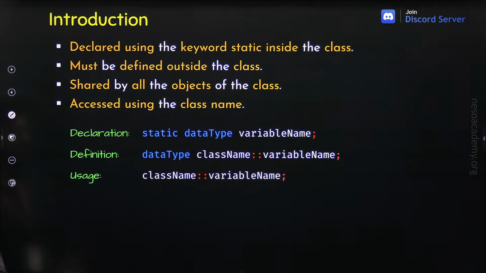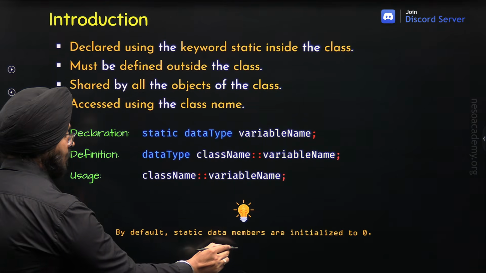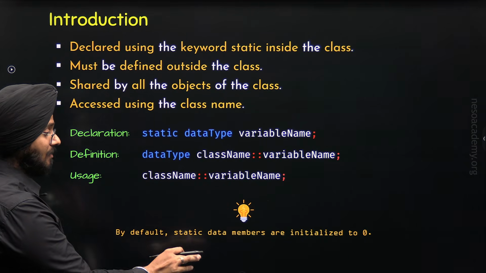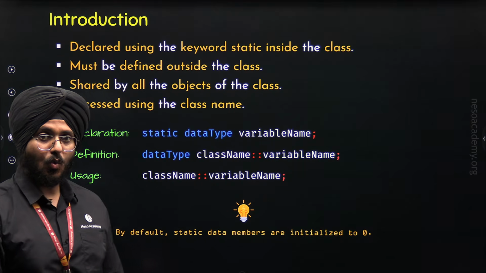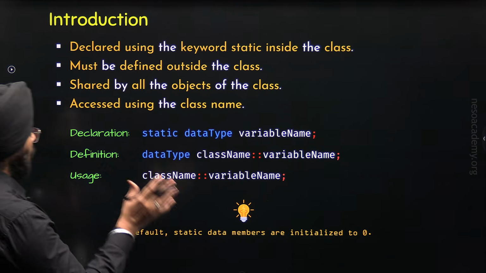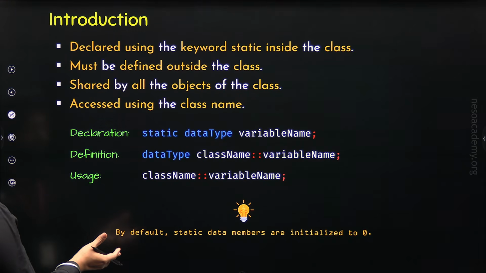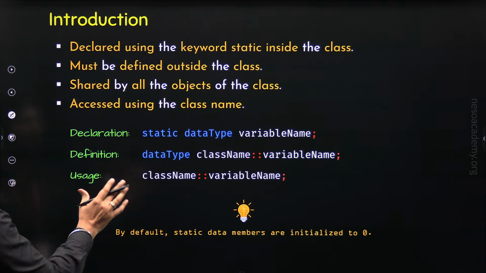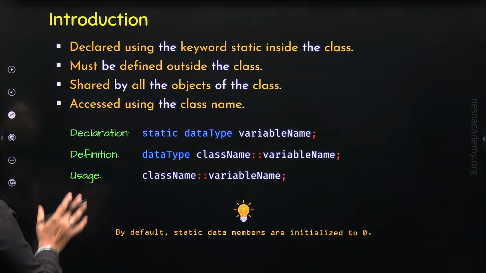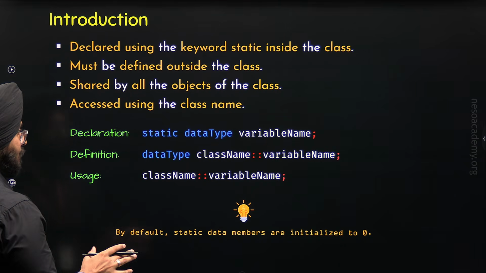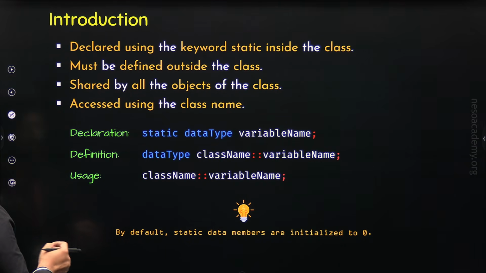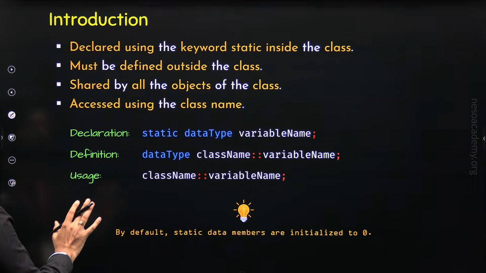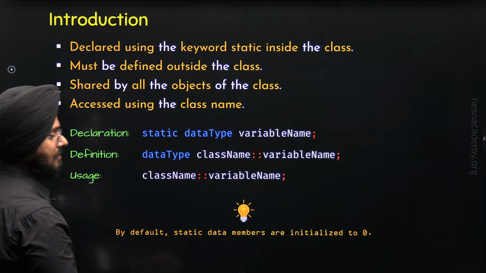Also, I would like to mention that by default, static data members are initialized to 0. So all static members are initialized to 0. If we do not provide any initialization value to the static data member, then it will be initialized to 0 by default. So these are the points about static data members. And now we know how to declare, define, and use a static data member. We at this moment only know the syntax.